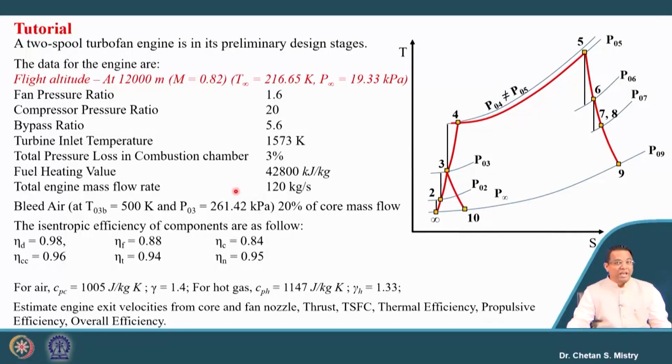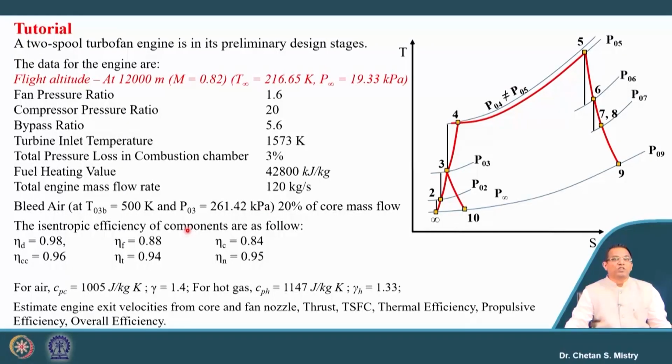So, we cannot solve the numericals monotonously; we need to bring in changes. So, these are the changes here. It says the bleeding is being done. Bleeding is done at 500 Kelvin and the pressure is 261.42 kilopascal, and this bleeding is 20% of the core mass flow rate. So, read the instructions carefully.